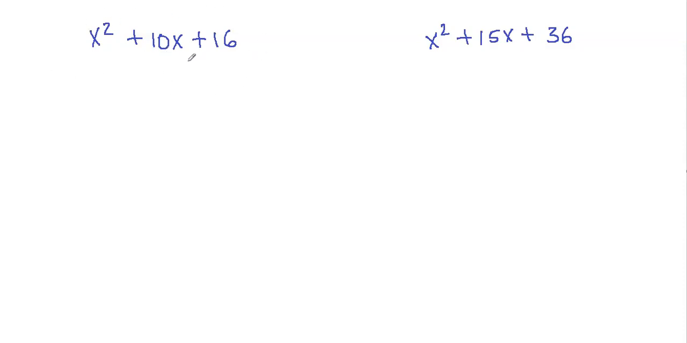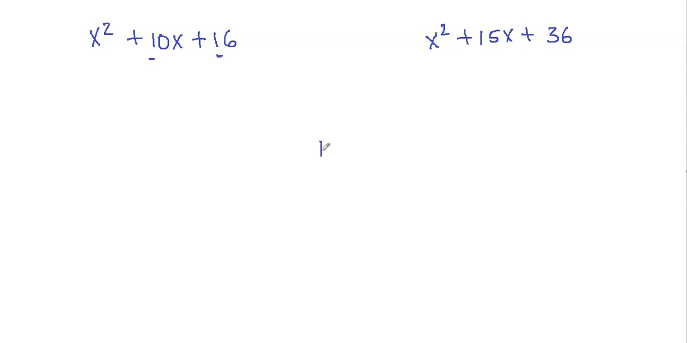To factor this quadratic equation, all I need to do is think about two numbers which when multiplied give me positive 16, but when those two factors are added should give me positive 10. What I mean by this is we need to think of two factors that multiply to give us the constant term but added to give us the middle term's coefficient. So let's think about those two factors.